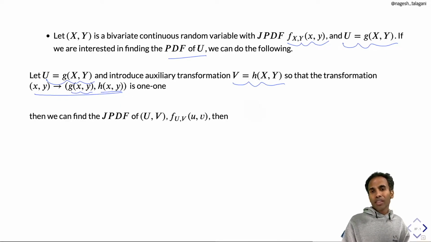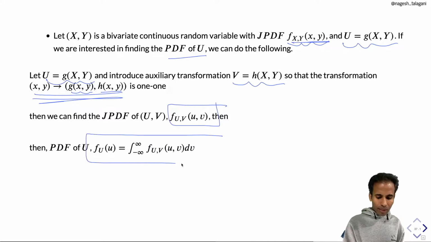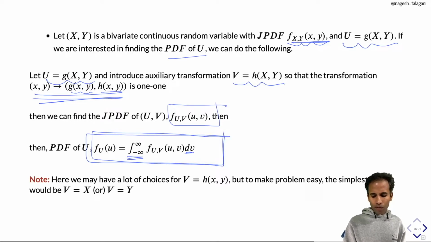Then we can find out the joint PDF of u, v in terms of the joint PDF of x, y and the Jacobian of this transformation. Okay, once we get hold of this joint PDF of u, v, then we can find out the PDF of u like this: integrating the joint PDF of u, v with respect to v from minus infinity to infinity. This is how we can get the PDF of u. Okay, this is the method. Fine. Note here, we may have a lot of choices for v equal to h of x, y, but to make the problem easy, the simplest choice would be v equal to x or v equal to y. Let's do one problem using this method.